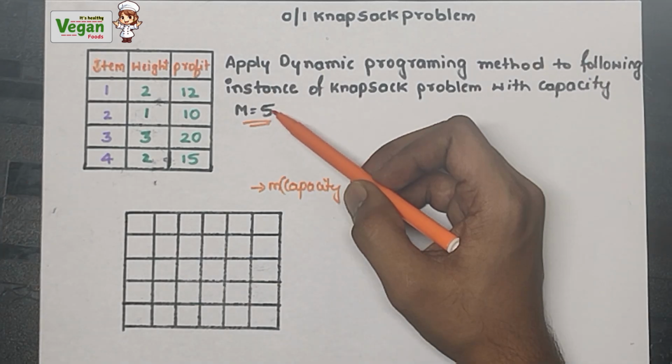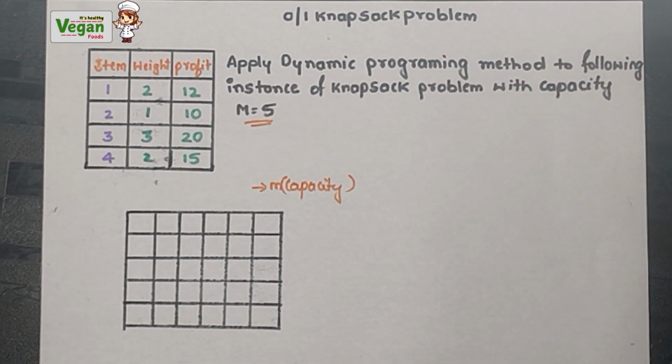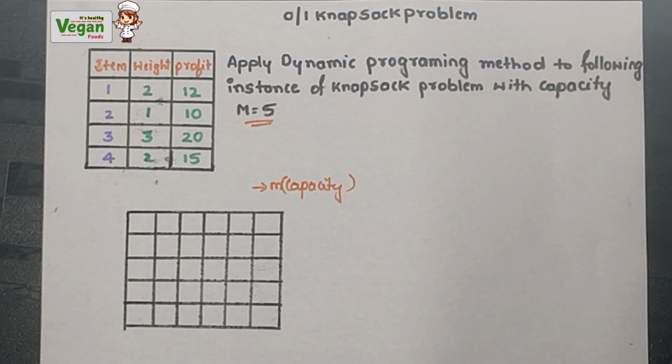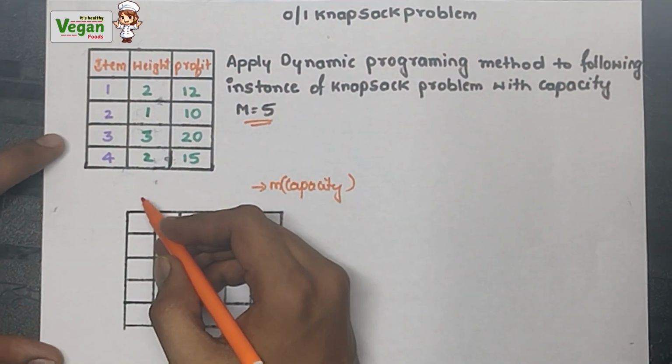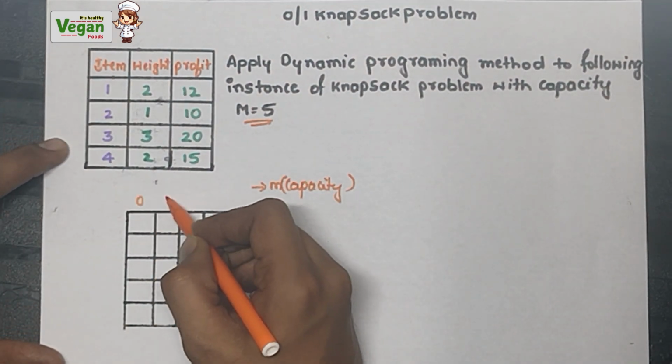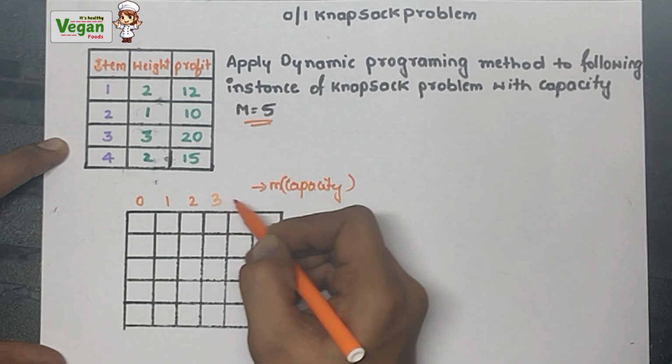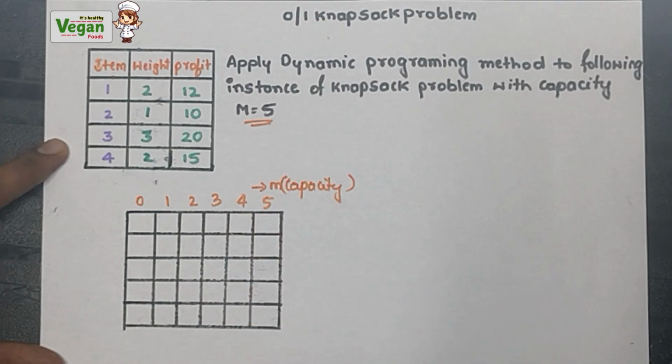For example, if there is a container of 5 liter capacity, I can fill 5 liter, I can fill 4 liter, 3 liter, 2 liter and also 0. That means I will not fill anything. So we must start with 0: 0, 1, 2, 3, 4, 5. Now we filled the capacity.